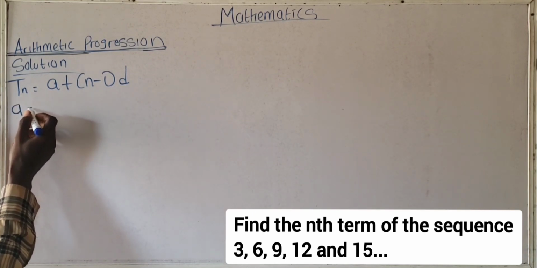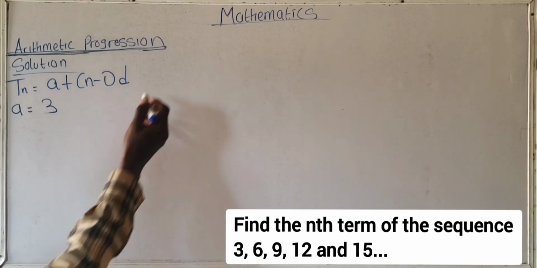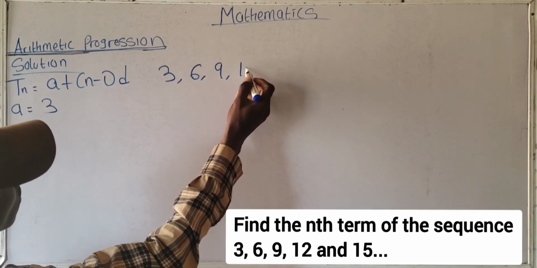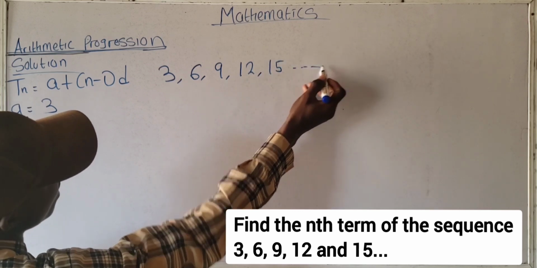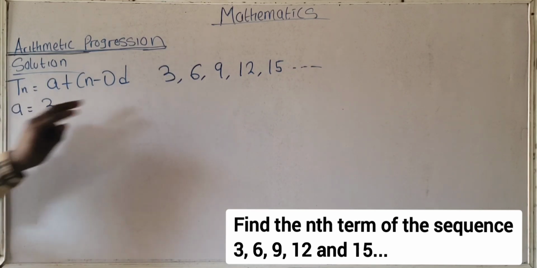And a is 3. The common difference is the difference between two successive terms in the arithmetic sequence. This is the sequence we are given: 3, 6, 9, 12, 15. We are asked to derive an nth term for this sequence. It's simple. This is the general formula for the nth term of any arithmetic sequence. In this sequence, the first term is 3, so a is 3.